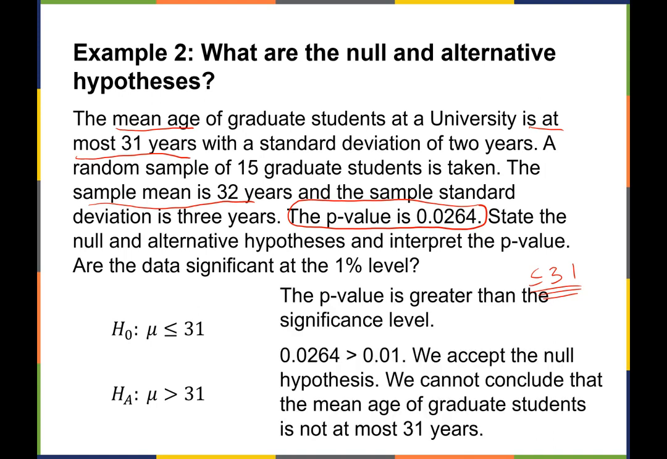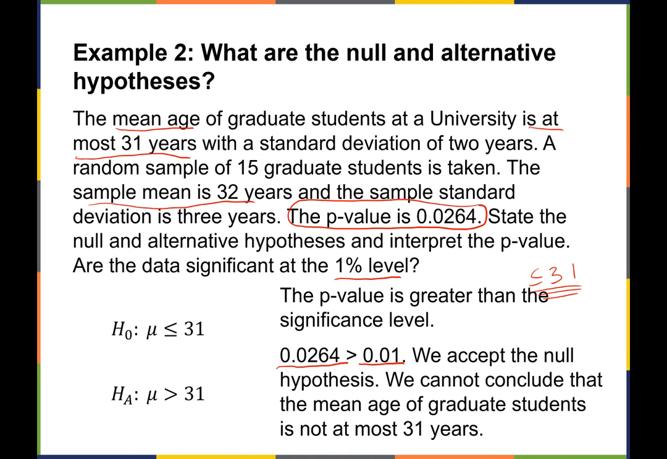And so the p-value is actually greater than the significance level. They asked you for a 1% significance level. My p-value was about 2%, which is greater than 1%. And so no, this data is not significant at the 1% level. We accept the null hypothesis to be true, and we cannot conclude that the mean age of graduate students is not at most 31 years. All right? So what did we do here? We got a p-value that was greater than our significance level. So that tells us we're going to accept the null hypothesis.